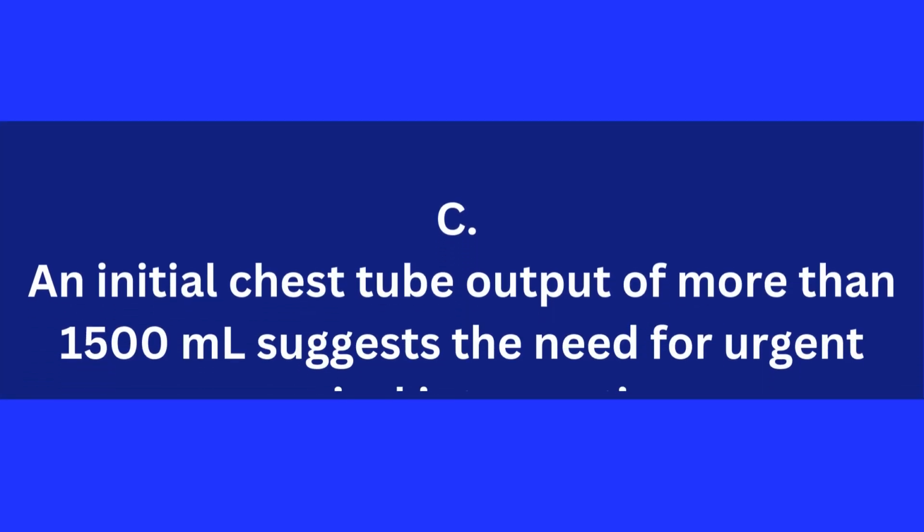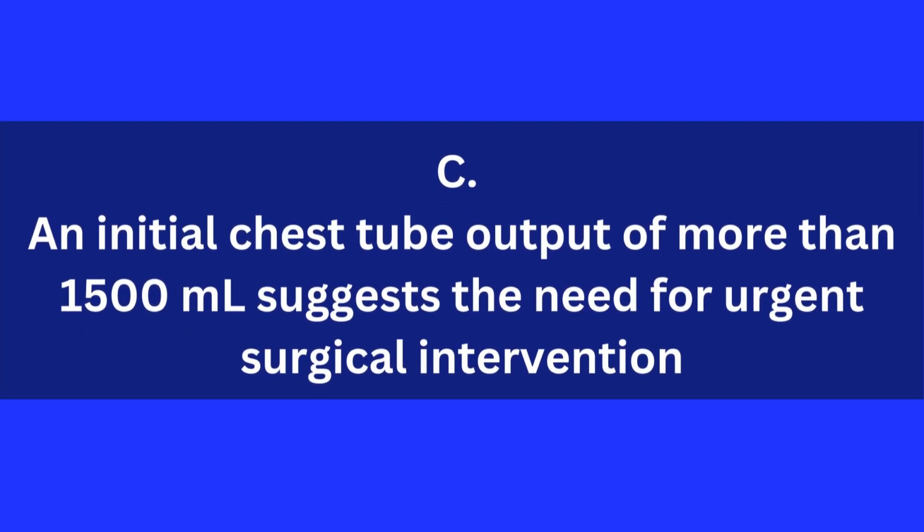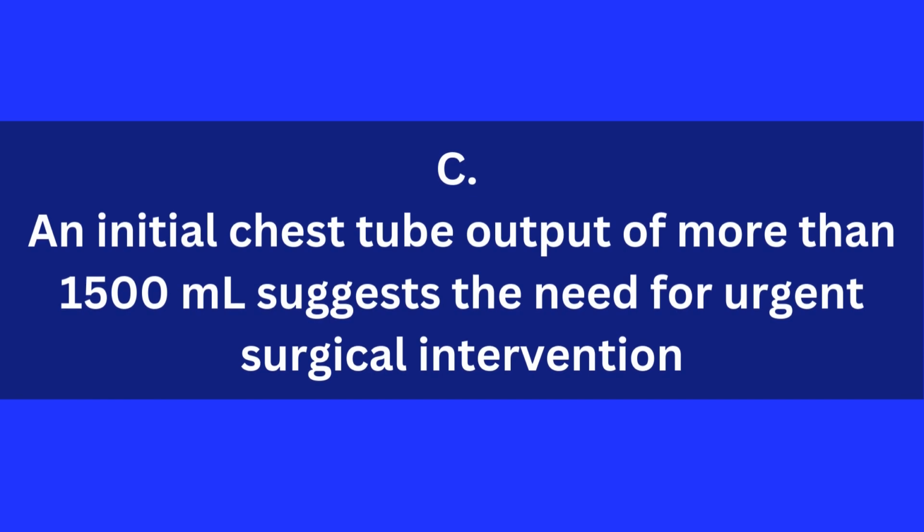C, an initial chest tube output of more than 1500 ml suggests the need for urgent surgical intervention. Yep, so I know there's 3 criteria for urgent surgical intervention. 1 is more than 1500 ml taken initially. 2 is more than 200 mils an hour for more than 2 to 4 hours, and the 3rd is a need for ongoing transfusion. So that one's definitely true.